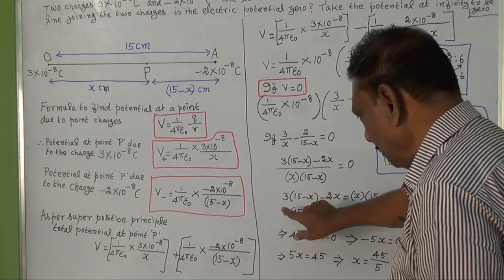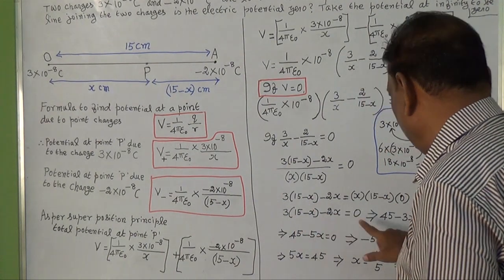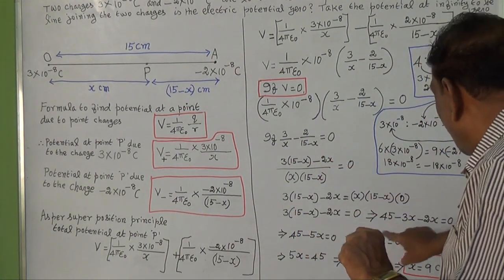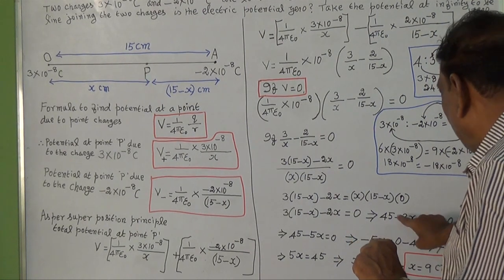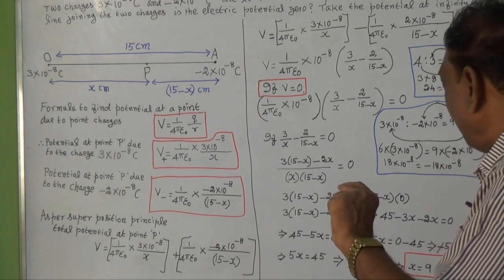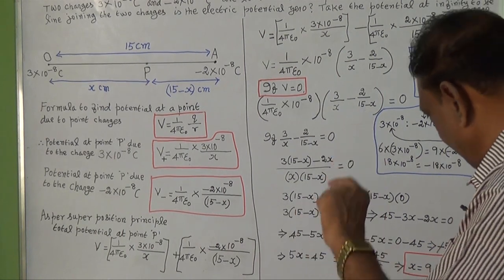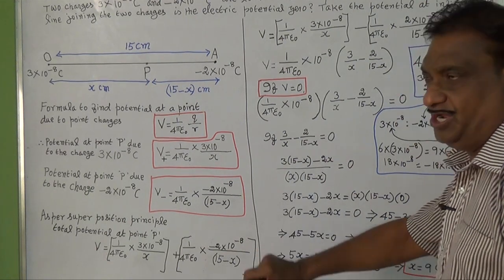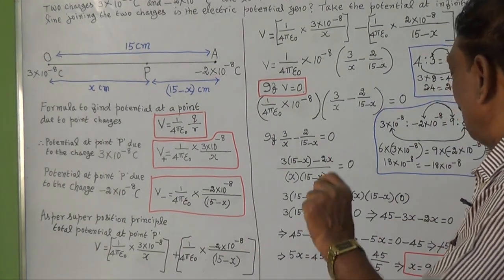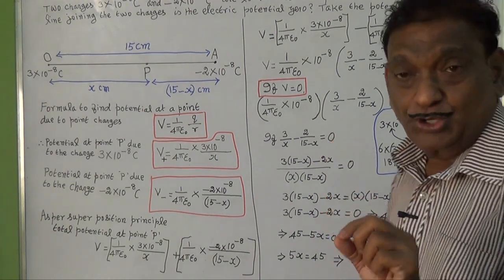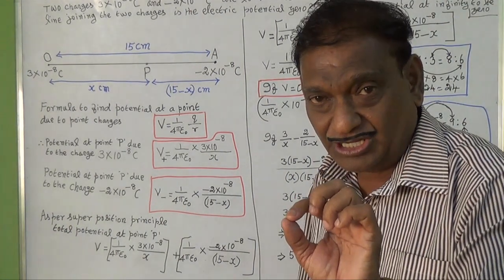Then if we multiply 3 and x, we will get 3x. We are going to add these two terms, that is minus 3x and minus 2x. If we add these two terms, we will get minus 5x. So now the equation is 45 minus 5x equal to 0. Our purpose is to find the value of x.